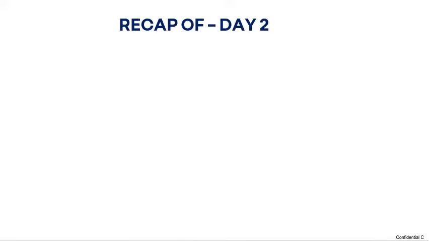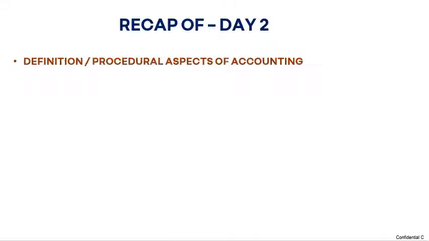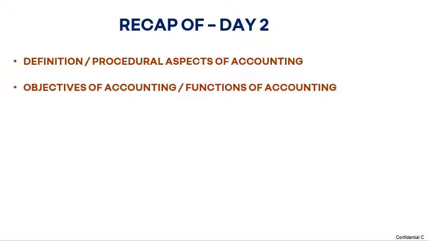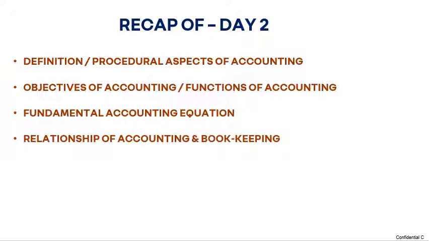Let us see the recap of day two. We have discussed the definition and procedural aspects of accounting. Accounting means recording, classifying, summarizing, and interpreting financial transactions. We also discussed the objective and functions of accounting, and the fundamental accounting equation: capital is equal to asset minus liability, also called the balance sheet equation. And then we discussed the relationship of accounting and bookkeeping.